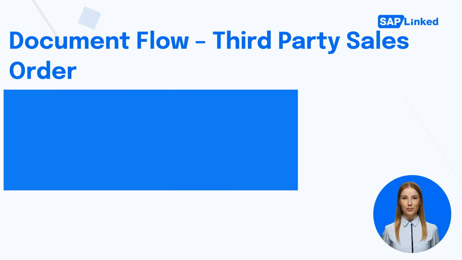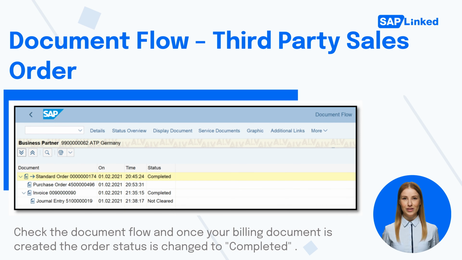To check the status of the third-party sales order, go to Transaction VA03, enter the order number and click on the Document Flow button.